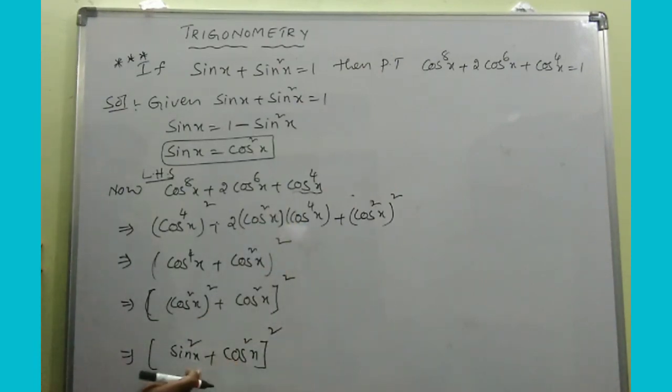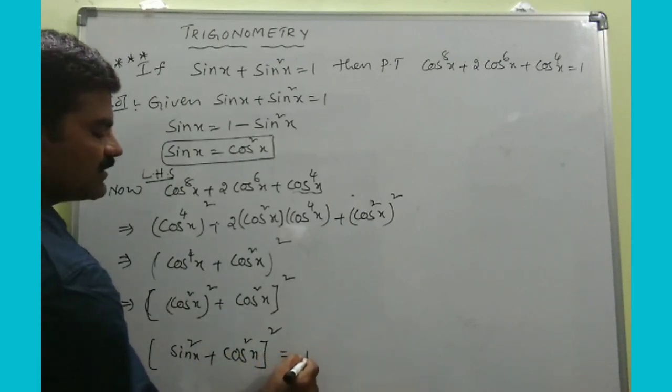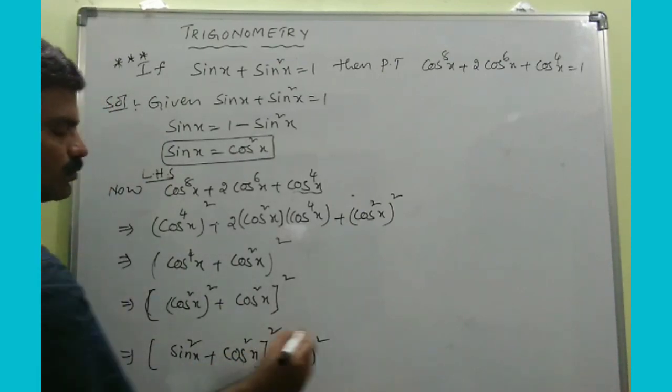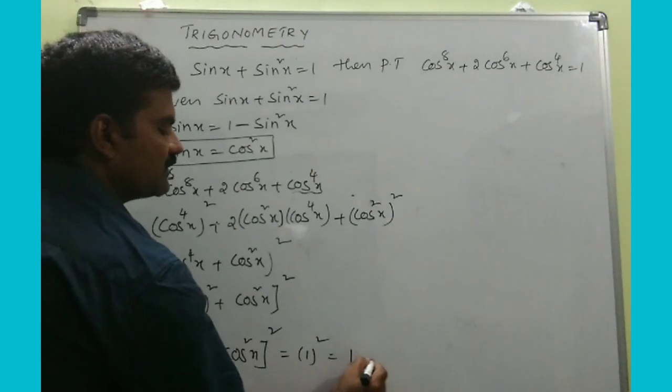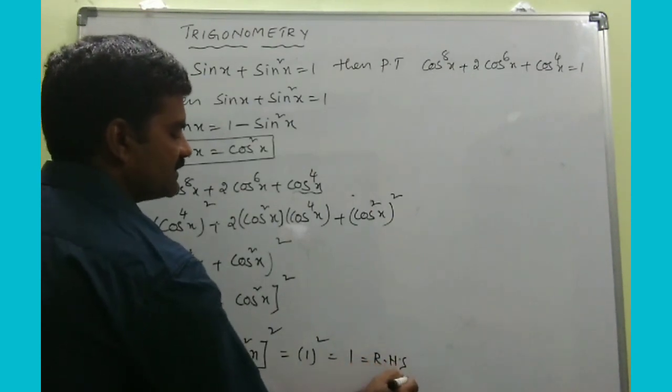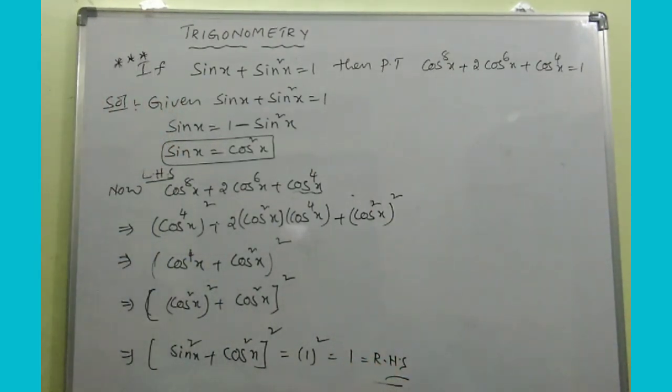You know my dear, what is this? sin square x plus cos square x is 1. So 1 square is nothing but 1. So which is RHS. See how simple, if you get the right idea. So this is most important in trigonometry, that the way of procedure, the way you are thinking, that is very, very important.